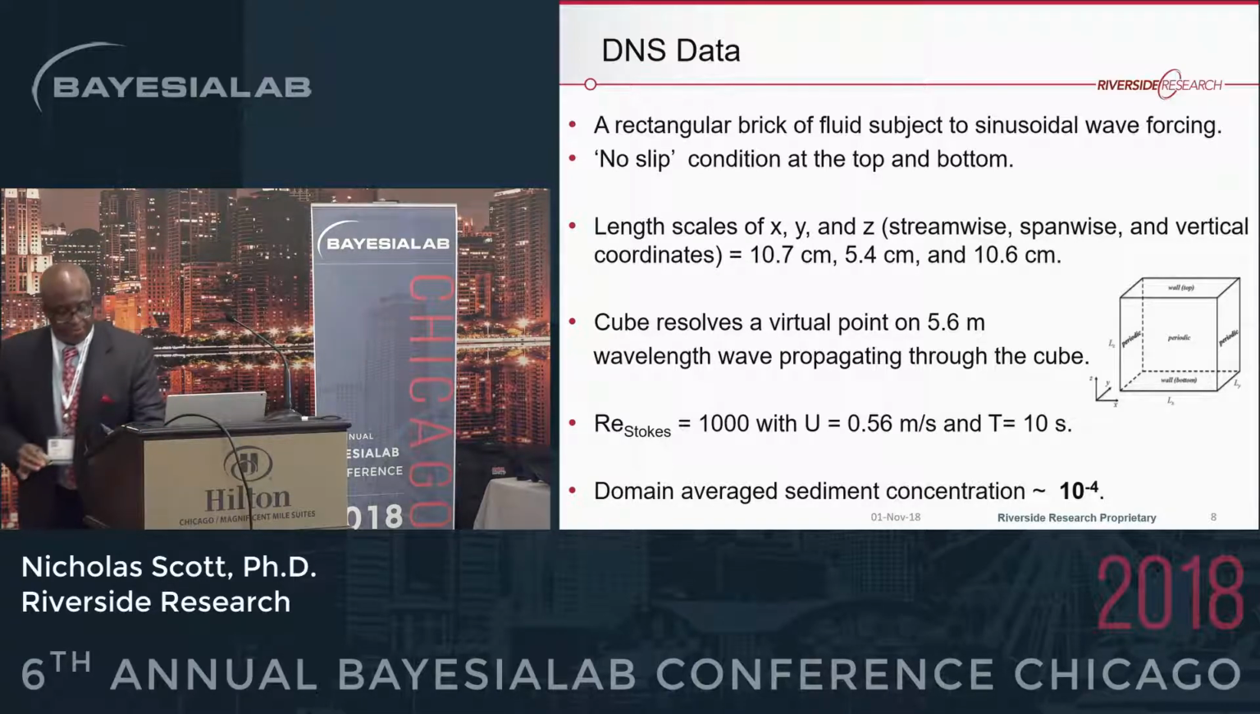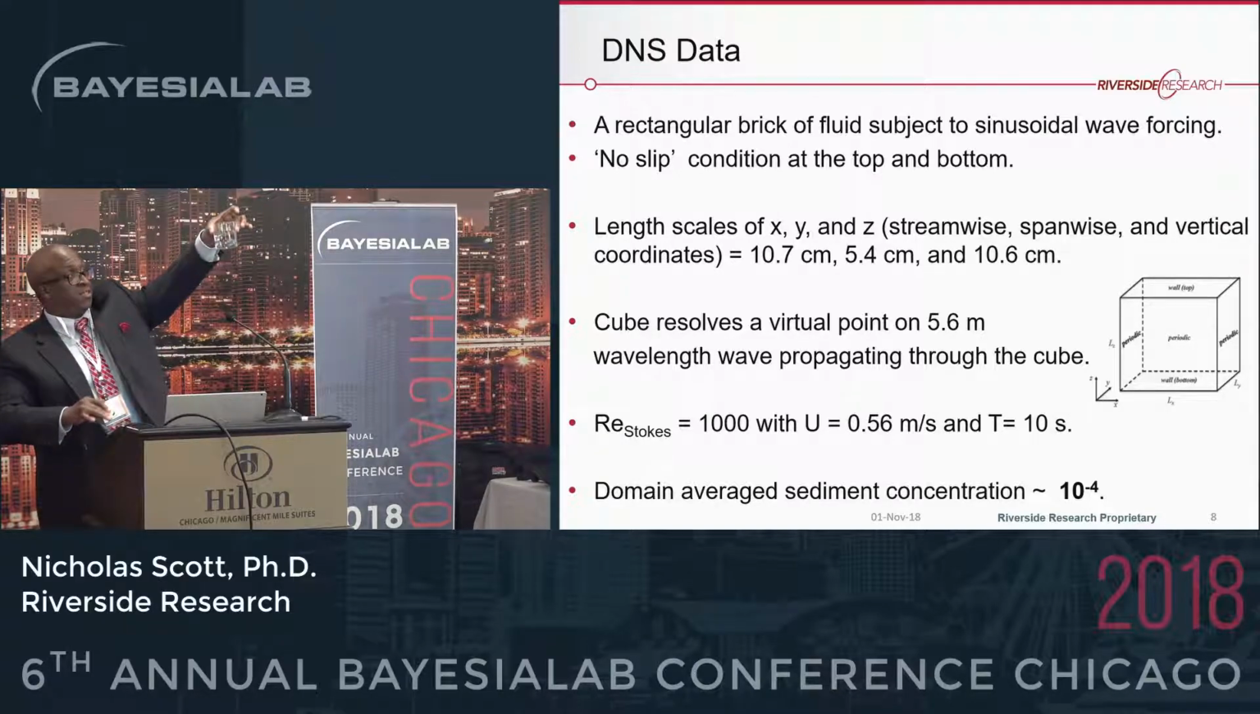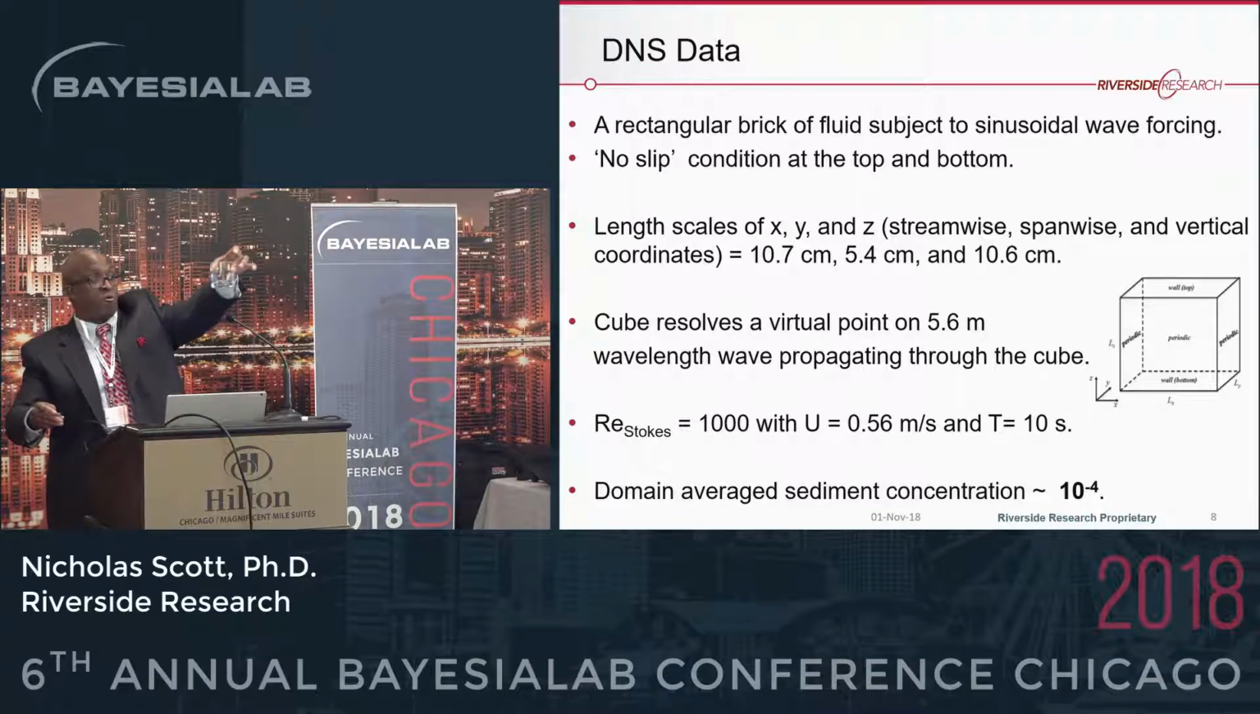Think of it again: if this is the cube, a sinusoidal pressure gradient is being pushed through it. The pressure wave is about 5.6 meters in wavelength. Reynolds number, don't worry about it, it just means that it's turbulent. That's all you need to know about that. All you need to know is that this is a cube. Stress it periodically, back and forth, back and forth.